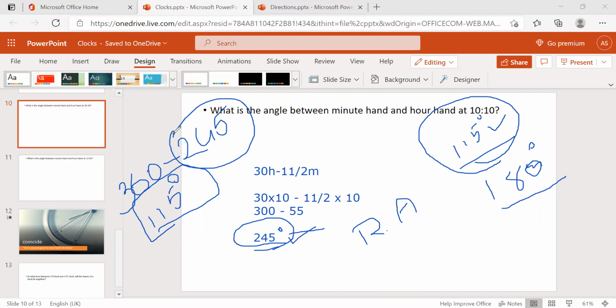Remember this thing, very, very important. If you ever get more than 180, just subtract it from 360. Okay, is it clear?